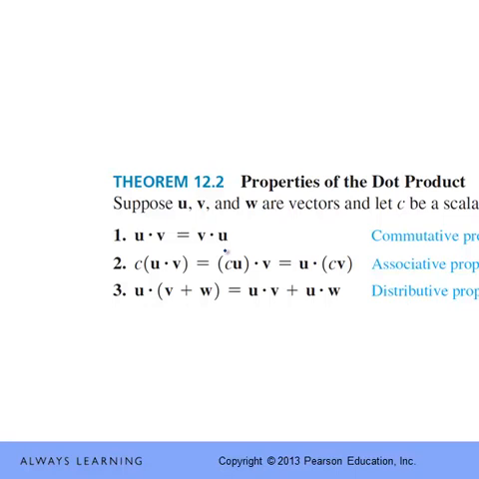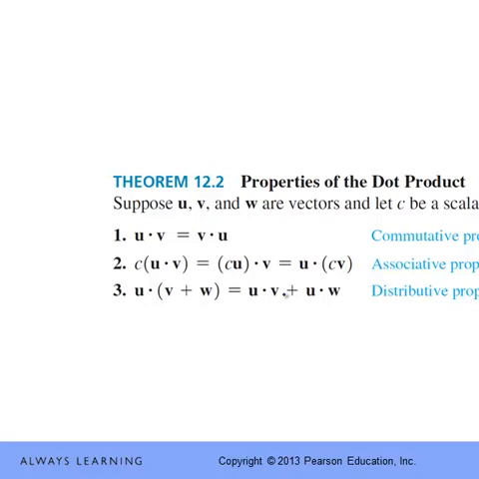You have the distributive property, which basically says that you're going to take the dot product of one vector with the sum of two other vectors. But you could also write that where you take the dot products first and then add. So u dot (v plus w) would be the same thing as u dot v plus u dot w.